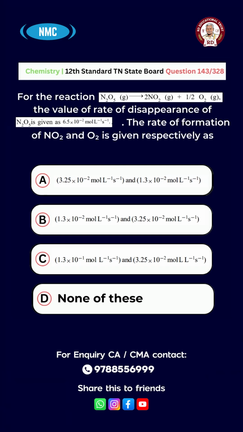Option B, 1.3 into 10 to the power minus 2 mole L inverse S inverse and 3.25 into 10 to the power minus 2 mole L inverse S inverse. Option C, 1.3 into 10 to the power minus 1 mole L inverse S inverse and 3.25 into 10 to the power minus 2 mole L inverse S inverse. Option D, none of these. The correct option is option C, 1.3 into 10 to the power minus 1 mole L inverse S inverse and 3.25 into 10 to the power minus 2 mole L inverse S inverse.